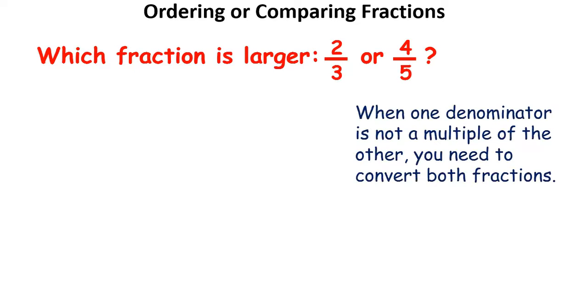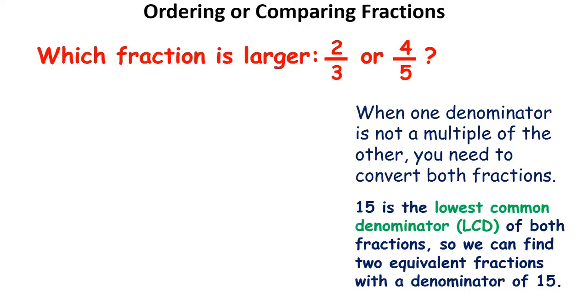Another example here. Again, this one's a little bit different. In this case, I've got 2/3 and 4/5. Now, 5 is not a multiple of 3, and 3 is not a multiple of 5. So now we need to think of what is the lowest common multiple of these two numbers. So we're actually going to have to find equivalent fractions for both of these. In previous examples, we only found equivalent fractions of 1. So let's just go through this process.